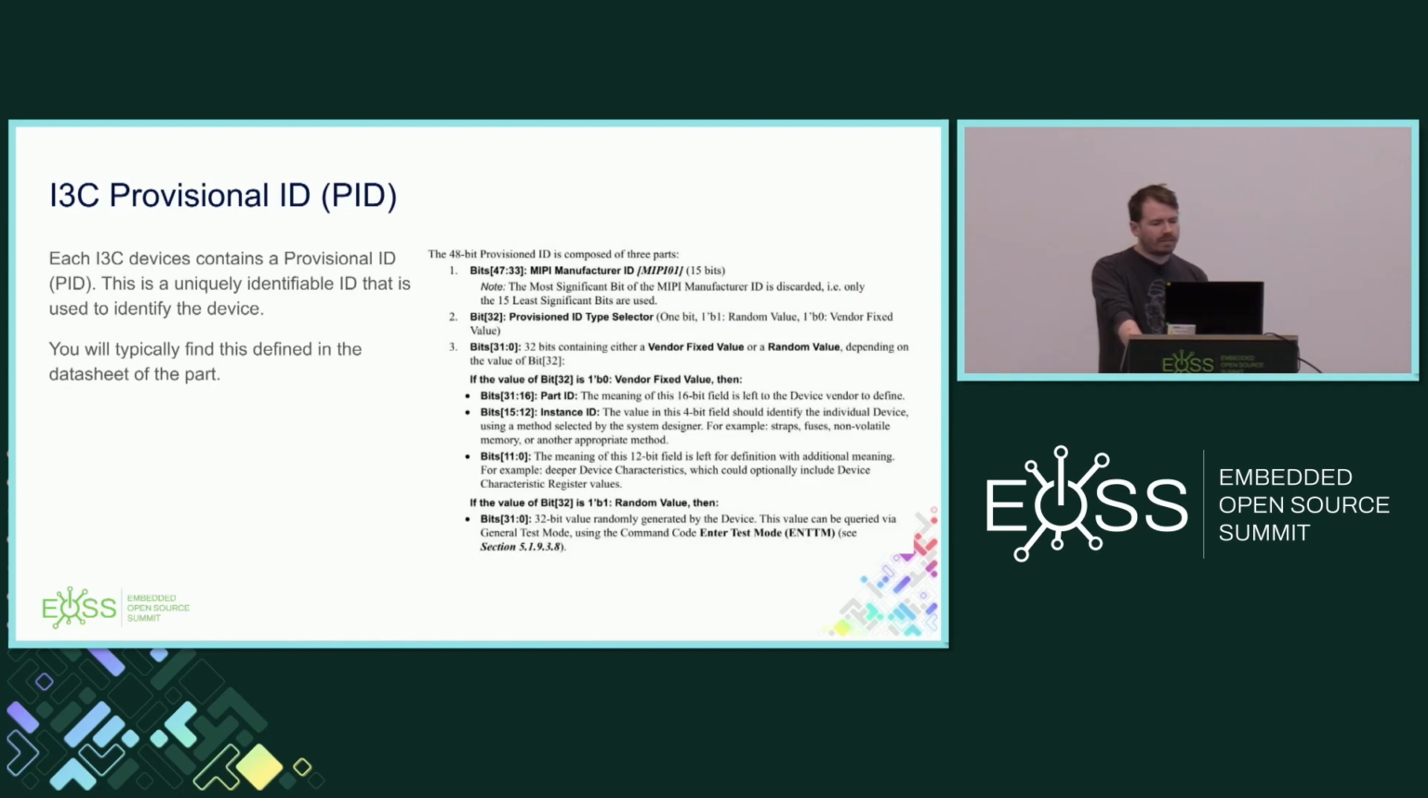And also, every I3C device should have a provisional ID. This is the uniquely identifiable ID that is used to identify the device during address assignment. And there is sort of a bit mask for how things are set within it that define the manufacturer ID, which MIPI will assign for it. There are even more vendor fixed values that define the part ID and the instance ID, which sometimes may come from pin strapping of the device as well.